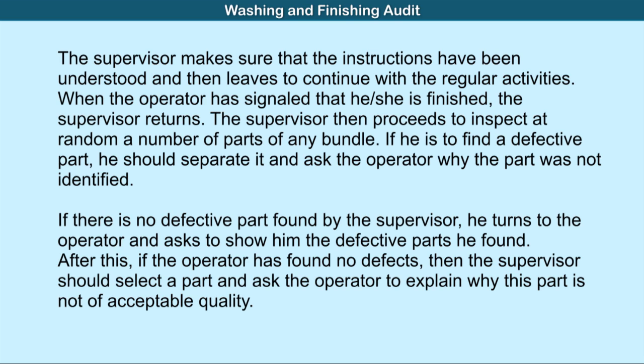When the operator has signaled that he is finished, the supervisor returns. The supervisor then proceeds to inspect at random a number of parts of any bundle. If he finds a defective part, he should separate it and ask the operator why the part was not identified. If there is no defective part found by the supervisor, he turns to the operator and asks the operator to show him the defective parts he found.